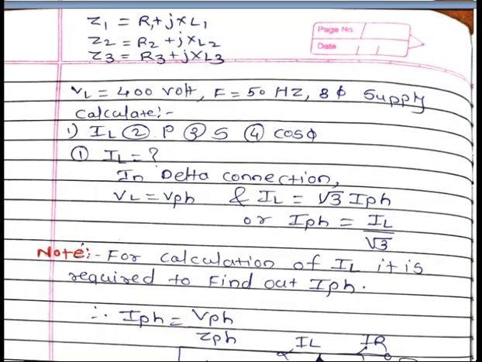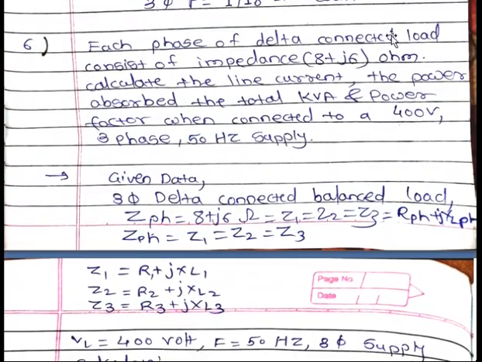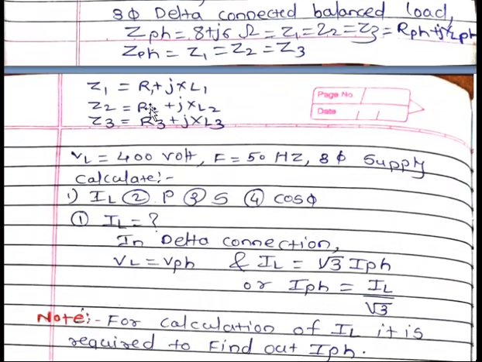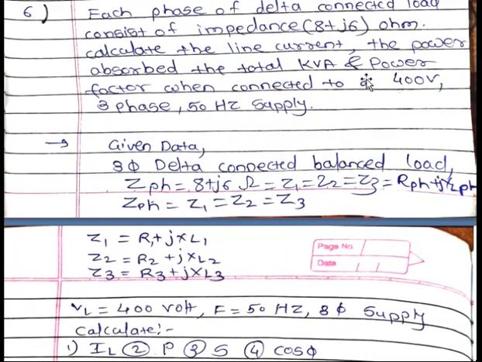The given voltage is VL equal to 400 volt, 3-phase supply, with frequency 50 Hz, and the calculation is IL line current and power absorbed P. Here two types of power are given, that is the power absorbed and the total kVA. Power absorbed means power consumed.